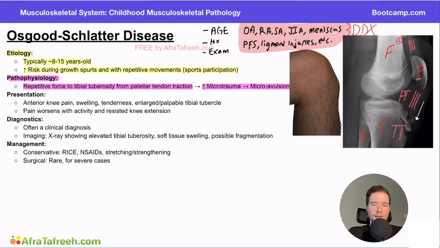Now, when we think about the presentation, these patients often present with anterior knee pain, which makes sense, swelling, tenderness, and an enlarged palpable tibial tubercle. So if you draw your attention over here to our knee model, you can see this bump on the knee. This is a very classic finding, right? If somebody has continued patellar traction, that ultimately pulls this off the bone, right? The patella keeps contracting time and time again.